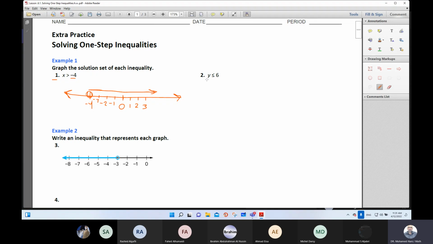The second example, we have this inequality, y less than or equal to 6. So the first step, we can draw the number line and represent the 0 in the middle.